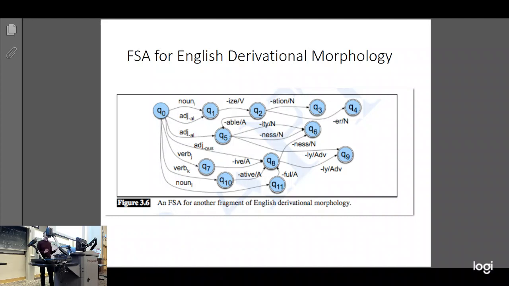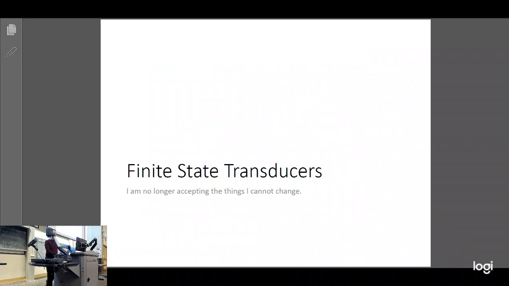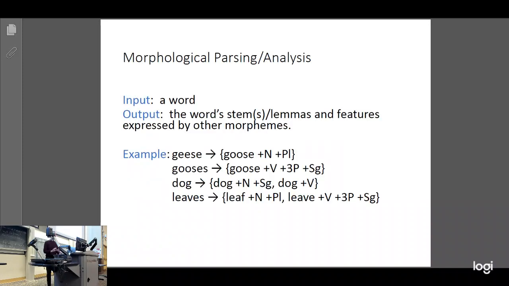Well, we probably want to do more than that, right? When we were back here, we wanted to go back and forth between lexical form and orthographic form. That is, we wanted to do analysis going up and generation going down. And a finite state automaton can't do that for us, but a finite state transducer can. So this is the basic problem. So we want to do parsing or analysis.